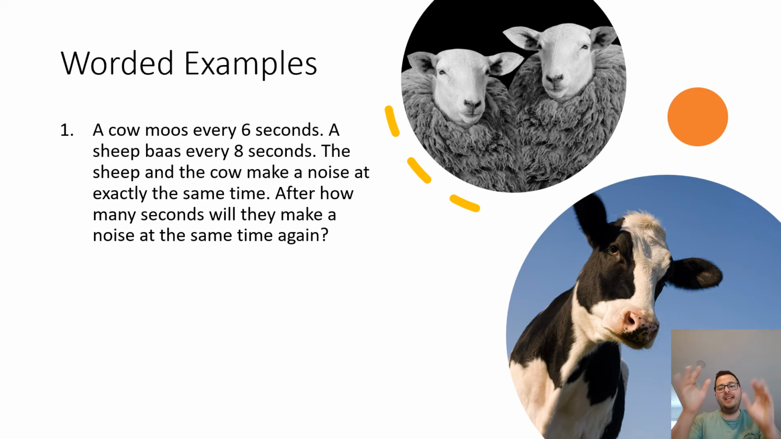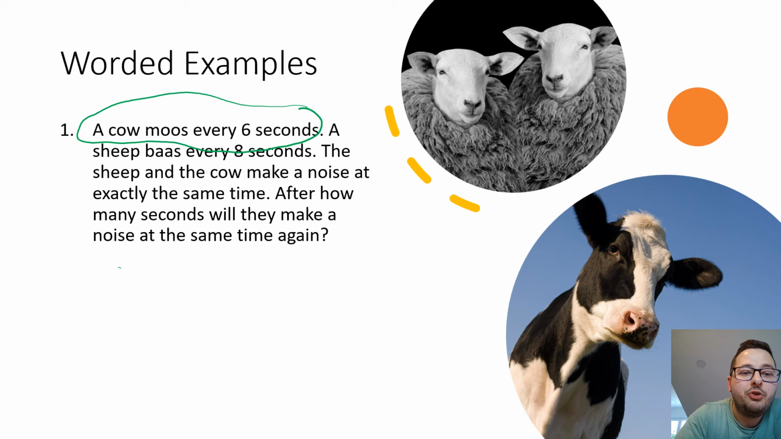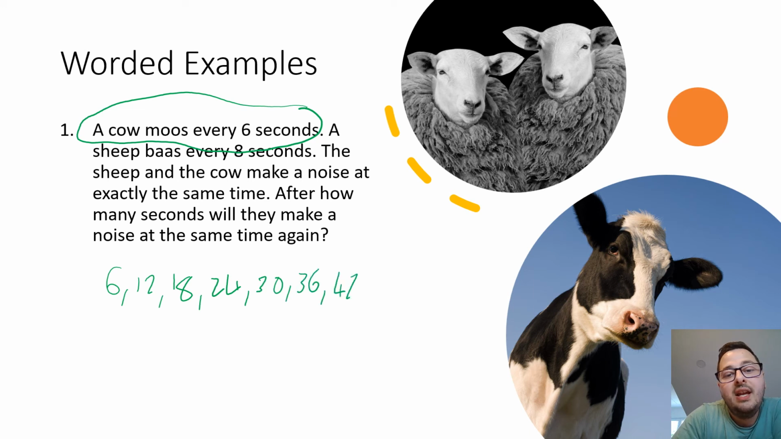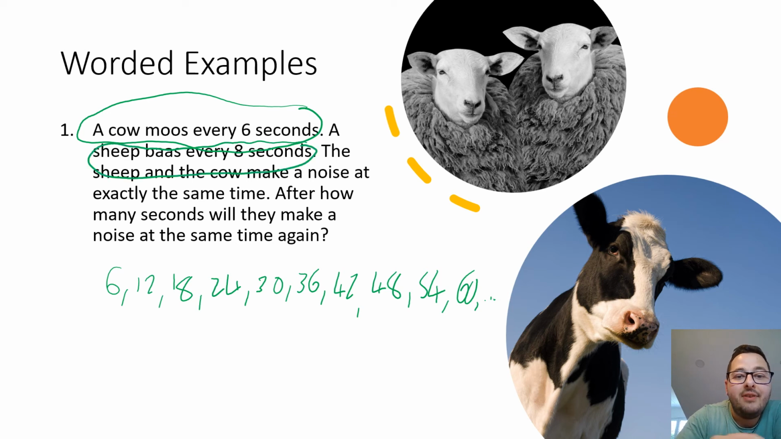Well, thinking they make a noise, then you know every 8 seconds the sheep is baaing, every 6 seconds the cow is mooing. When are they going to do it again? Well, we want to find the lowest common multiple. So let's start off with the cow mooing every 6 seconds. We'll just write the 6 times table out. So 6, 12, 18, 24, 30, 36, 42, 48, 54 and 60. We'll hope that's enough.